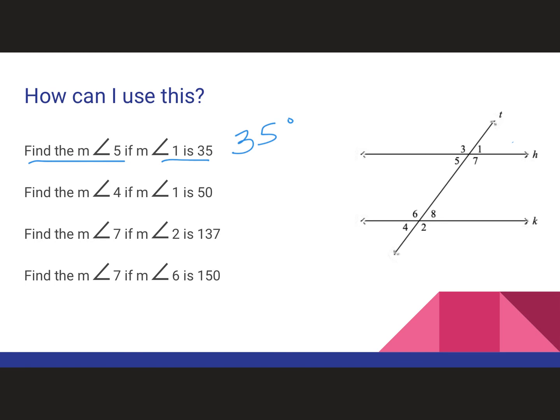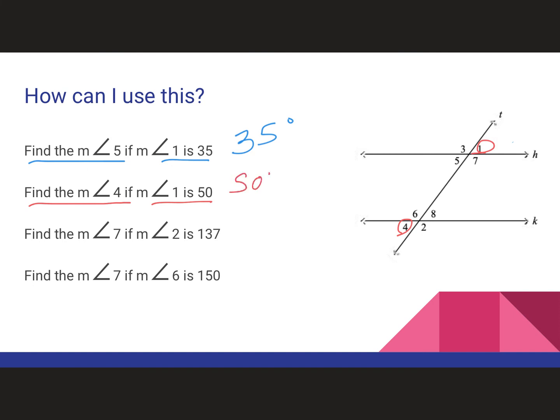Find angle 4 if angle 1 is 50. So if angle 1 is 50, angle 4 is down here. Angles 1 and 5 are vertical angles. And angle 5 and angle 4 are corresponding angles. So that means that they're the same. So in that case, if angle 1 is 50, then angle 4 is 50 degrees.